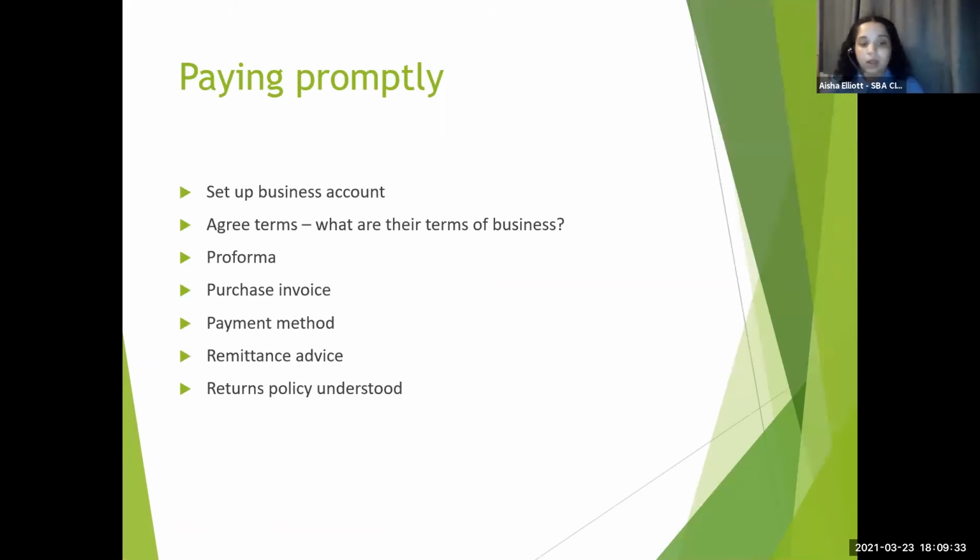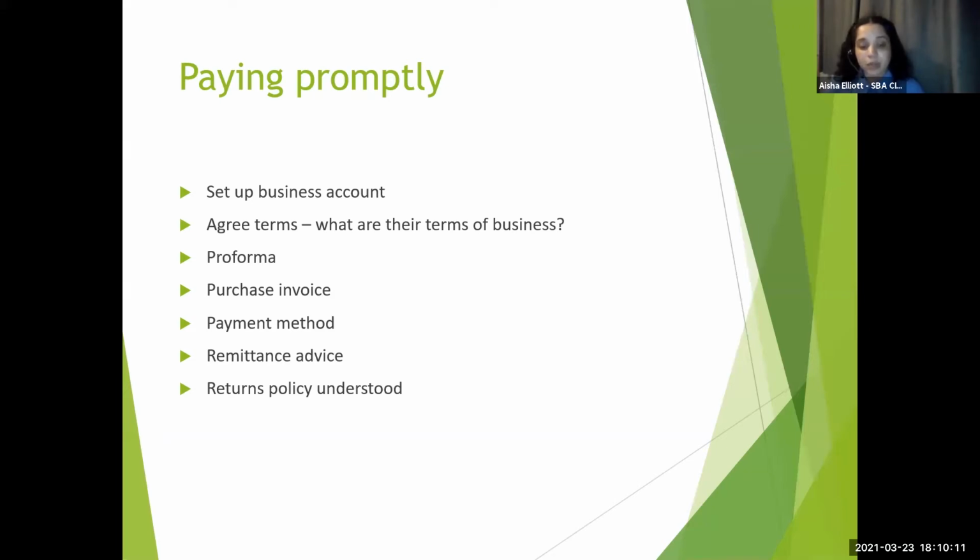When it comes to making payments out of the business, there are, again, a number of steps that you should take. So set up a business account and agree the terms of business. This means that all of the parties' expectations are set. Think about on what terms you are paying. You can pay pro forma, which means that you pay upfront, or you can have an account, which means you might not have to pay for 30, 60, or even 90 days after you've received the goods.